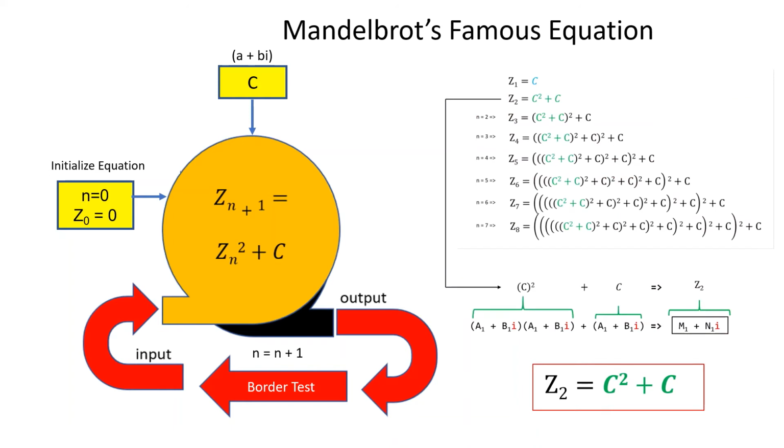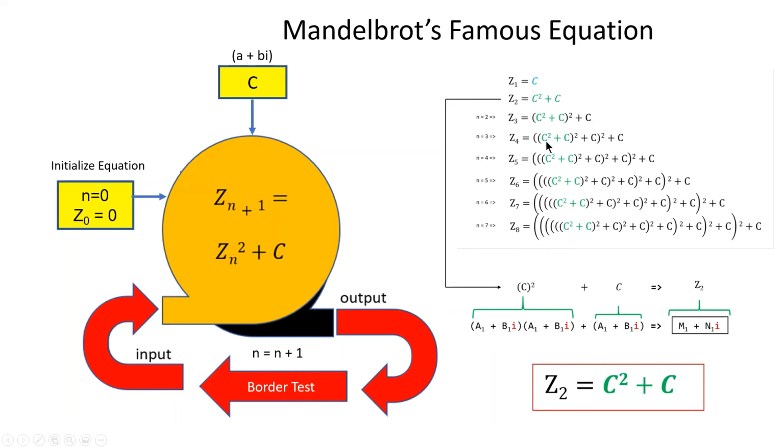Now, we could continue to do this, although I'm not sure that you would really want me to. But we could go through Z3, Z4, Z5, all the way up to Z1000 if we wanted to. But the message here is that the equation takes a point, squares it, and adds another point to it.